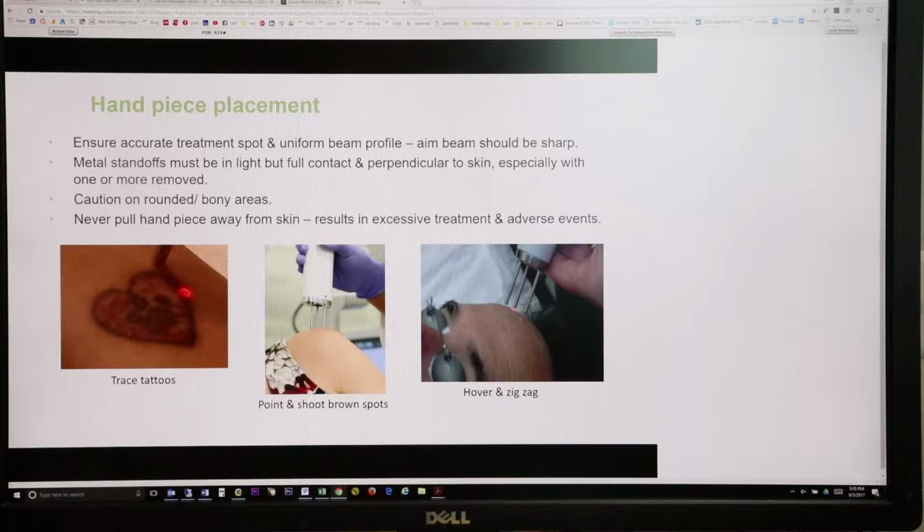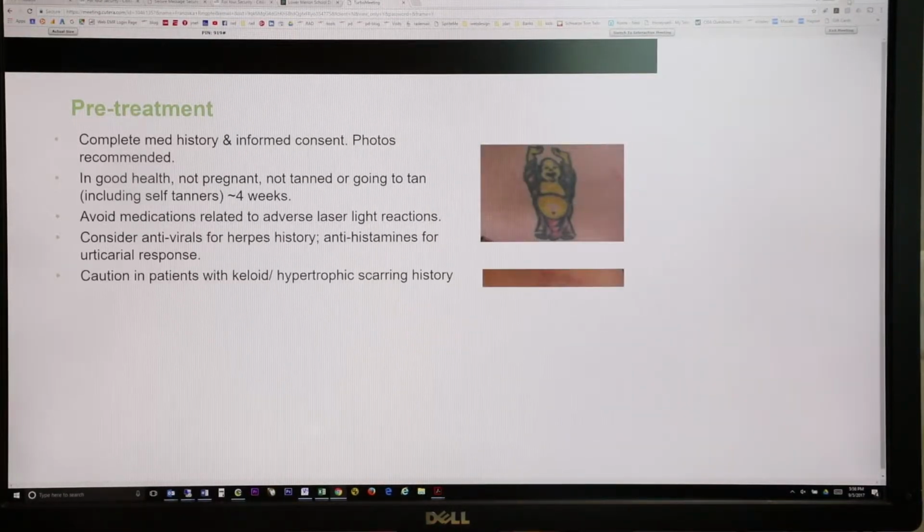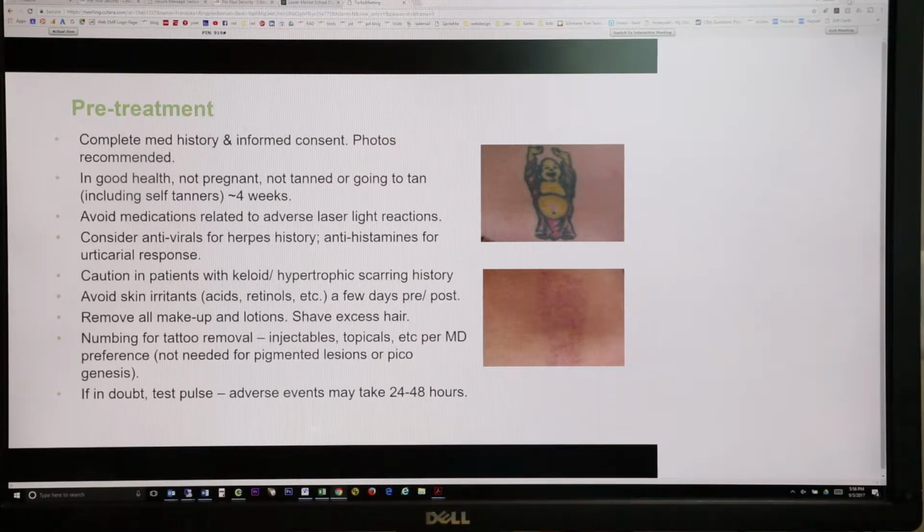Pre-treatment, as you know: medical history, informed consent, and photos in case they forget what it looked like. They should be in good health and not pregnant, and stay out of the sun, as with all of your other lasers, 4 weeks before and 4 weeks after. Ask them about medications and whether they're susceptible to herpes or to allergy reactions from the heat. A few people can develop urticaria from treatment. Watch out for your keloiders.